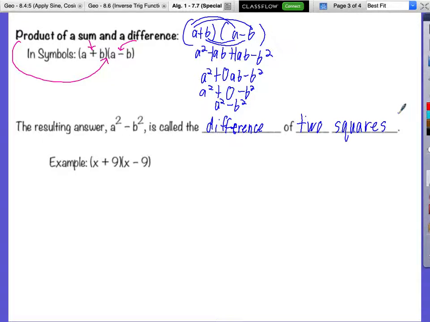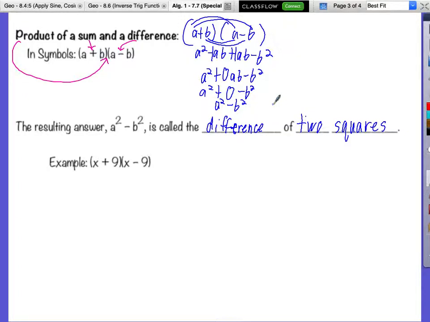Is 4 a perfect square? Yeah, what times itself is 4? 2. What else is a perfect square? 9. What else? 16, okay? So same like that, a squared is a perfect square because a times a is a squared. B squared is a perfect square because b times b is b squared. So here we call this the difference of 2 squares, subtraction of 2 squares.